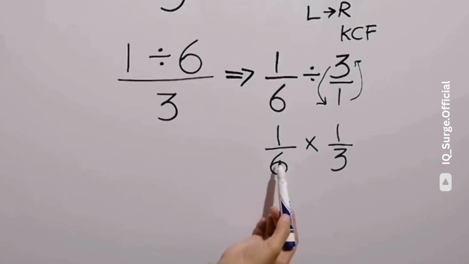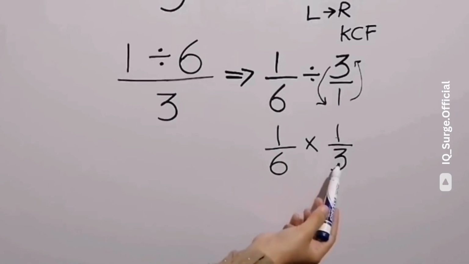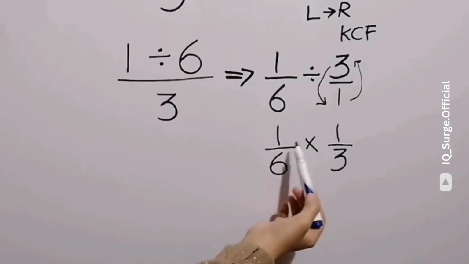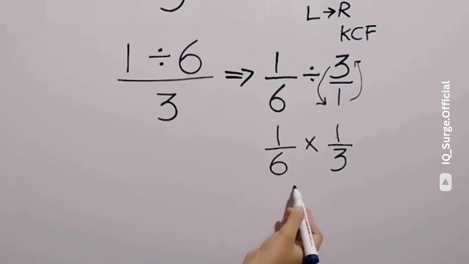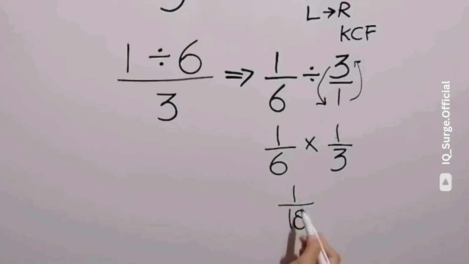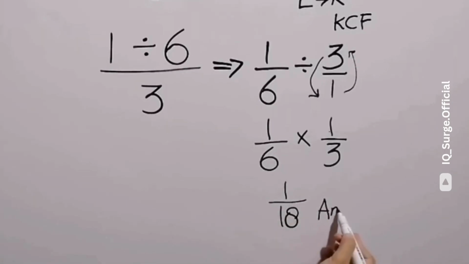We will now have 1 over 6 times 1 over 3. Now first we multiply the numerators, 1 times 1 equals 1. Then we multiply the denominators, 6 times 3 equals 18. So this is our final answer to this problem.